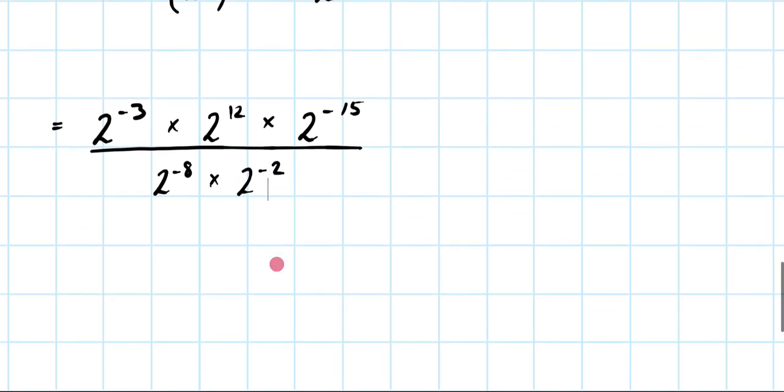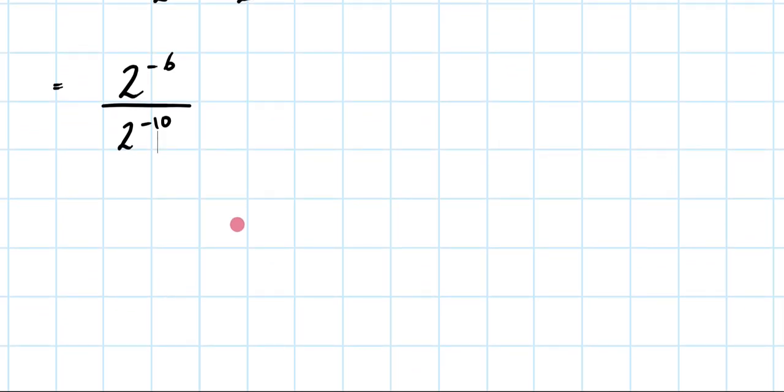So hey presto, hopefully you can see all my bases are the same now. So now I can use my first and second index laws. Firstly, I'm going to use my first index law to add all these indices together. So negative 3 plus negative 15 is going to be negative 18, plus 12 will be negative 6. So it's going to be 2 to the negative 6 over negative 8 plus negative 2, which is going to be negative 10.